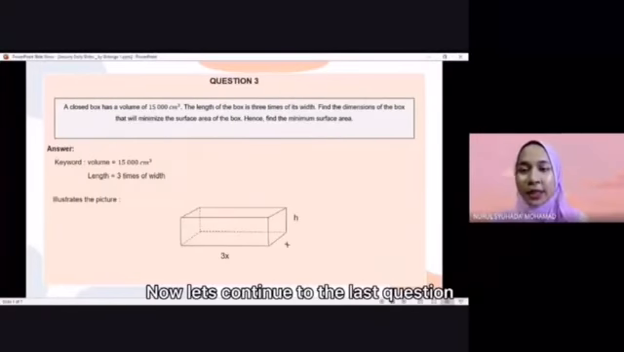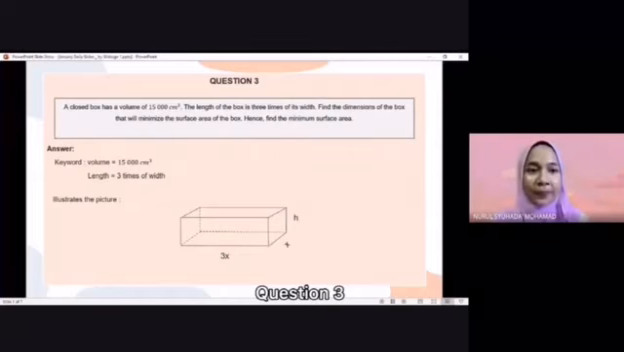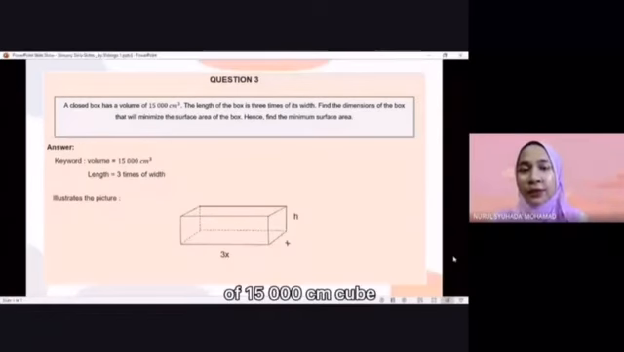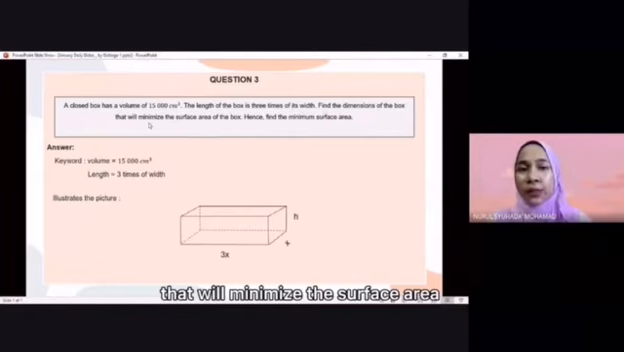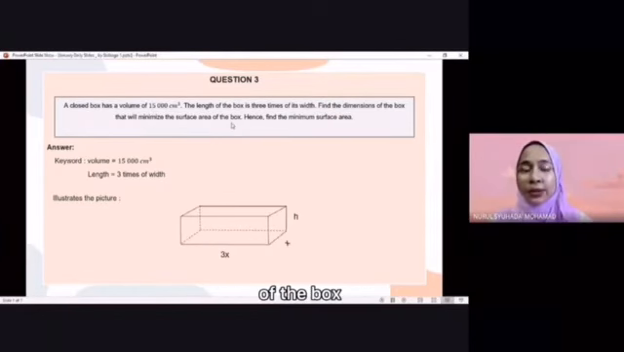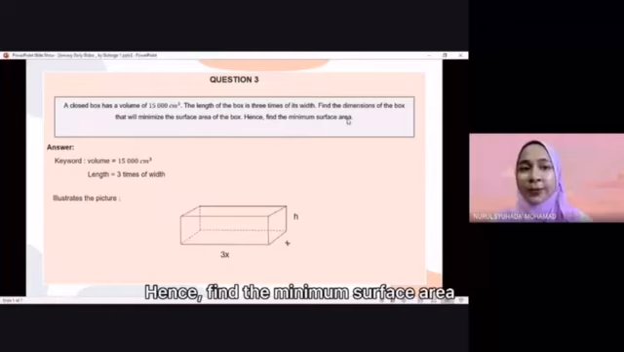Now, let's continue to the last question, question 3. A closed box has a volume of 15,000 cubic centimeters. The length of the box is 3 times its width. Find the dimensions of the box that will minimize the surface area of the box. Hence, find the minimum surface area.